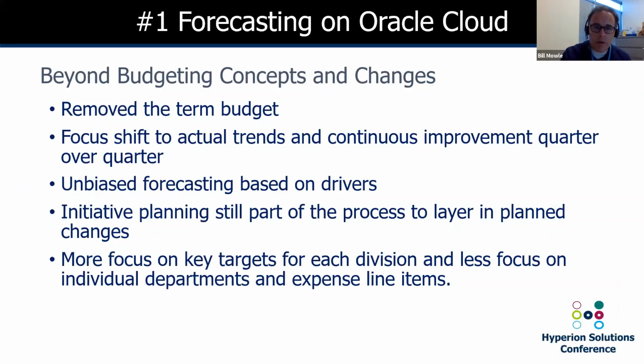Here at Children's Hospital Colorado, we do use the concept of beyond budgeting. So we've removed the term budget from our forecasting and planning process, and we now just do a forecast for the next 18 months. And so it's a rolling forecast. We do focus primarily on quarters, but we do have the opportunity to do it monthly.